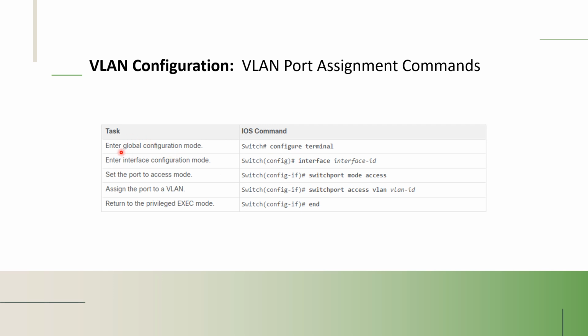So you have to be in global configuration mode. You have to go to interface configuration mode by using the interface command and the interface ID that you want to assign to a proper VLAN. Then, once you are in interface configuration mode, you have to set the port to access mode by using switchport mode access. And then you will assign that port to a VLAN using switchport access vlan followed by the VLAN ID that you want to assign to that port. And in the end, you have to return to privileged EXEC mode.